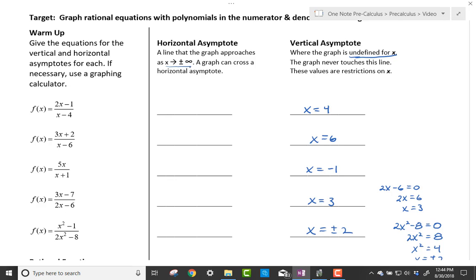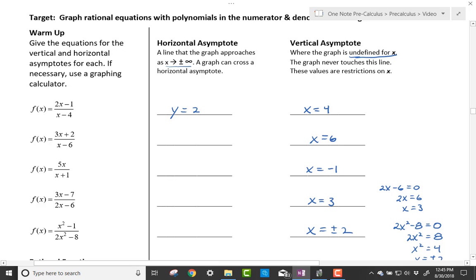And again, if you need to, I would pull out a graphing calculator and graph some of these if necessary. But when I look at this function here, I see 2x divided by x, and I'm going to ignore the -1 and -4, because as x gets really big, subtracting 1 or subtracting 4 really doesn't make much of a difference. So as x goes to infinity, I end up with 2x over x, which is 2. So my horizontal asymptote would be y equals 2.